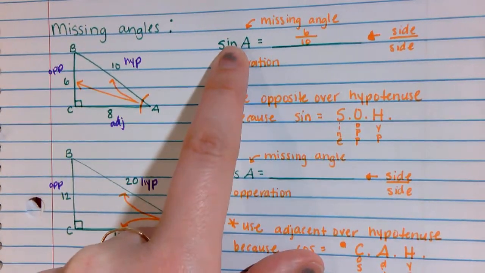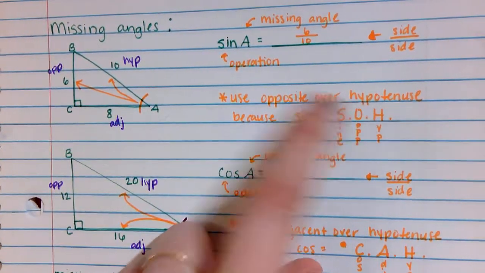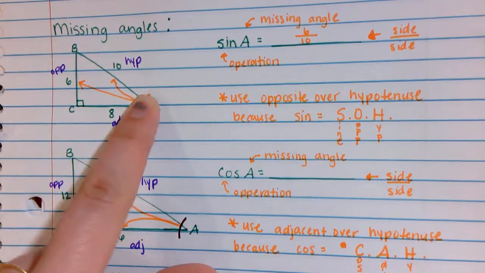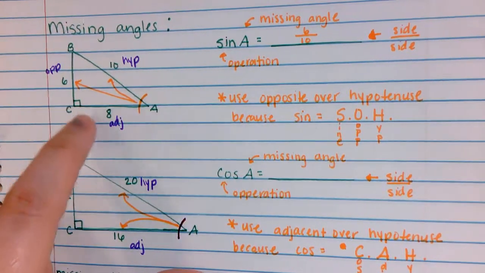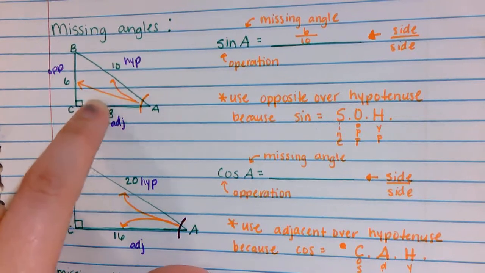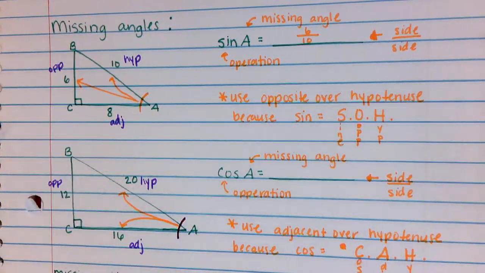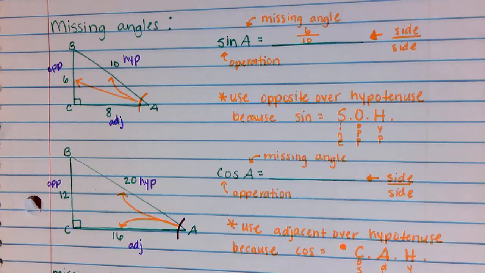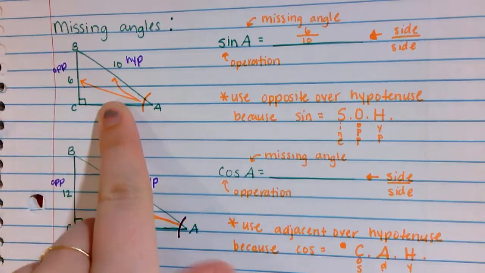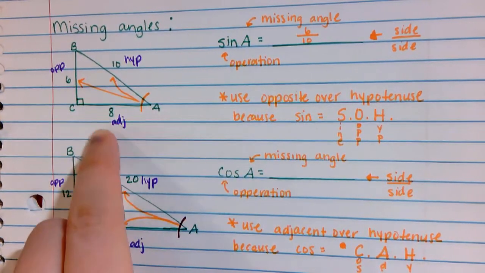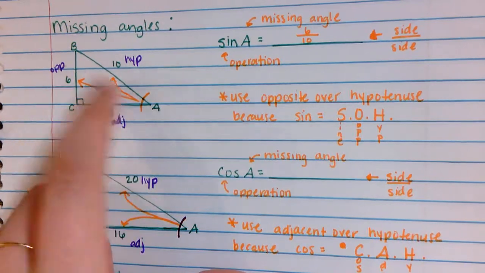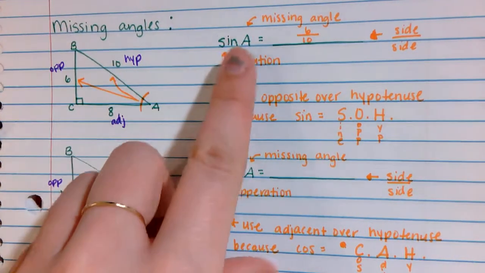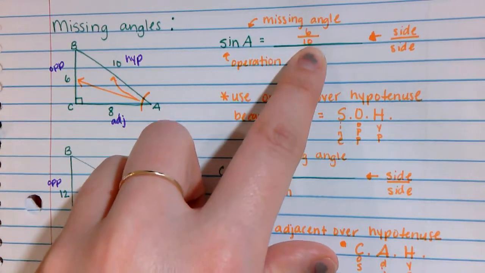And I know that sine is opposite over hypotenuse. So I need to find my opposite side, that's this one, and my hypotenuse across from the right angle, leaving this to be my adjacent side. Now, because sine only uses opposite and hypotenuse, I don't need to use this side. I just labeled it because it's correct, but I don't need to use it. So it's going to be opposite over hypotenuse. So sine of A is 6 over 10.